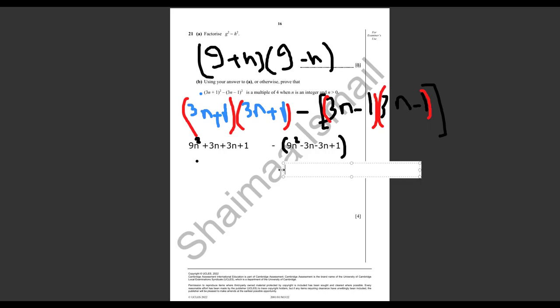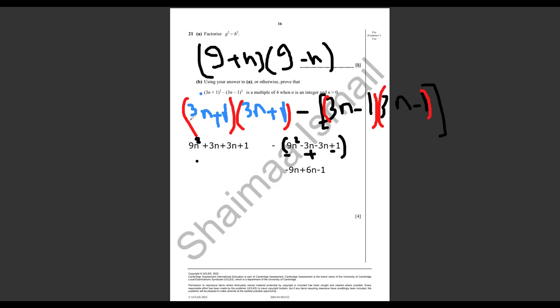So this will be the same, minus 9n squared. Minus 3n minus 3n is minus 6n, so it will be positive 6n, then plus minus 1, minus 1. We changed all the signs inside the brackets here. You see, it's clear. No need for the bracket now, because I changed this to negative, changed this to positive, and changed this to negative.